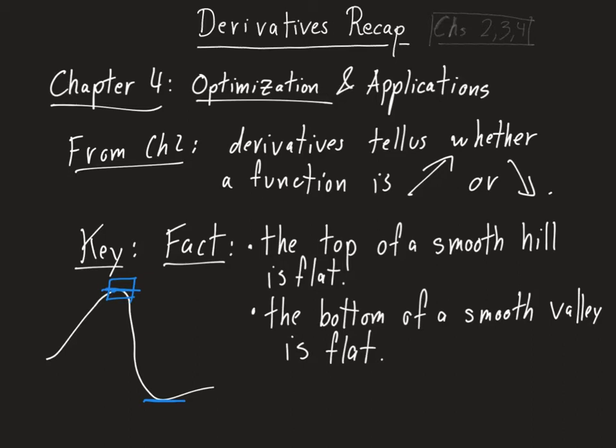And this should make sense. Why do I say that? Well, let's say that it wasn't flat. Let's say that you had a smooth curve, and let's try and draw this here. Here we go. Let's say you have a smooth curve, and you're going up, and you want this to be the highest point.